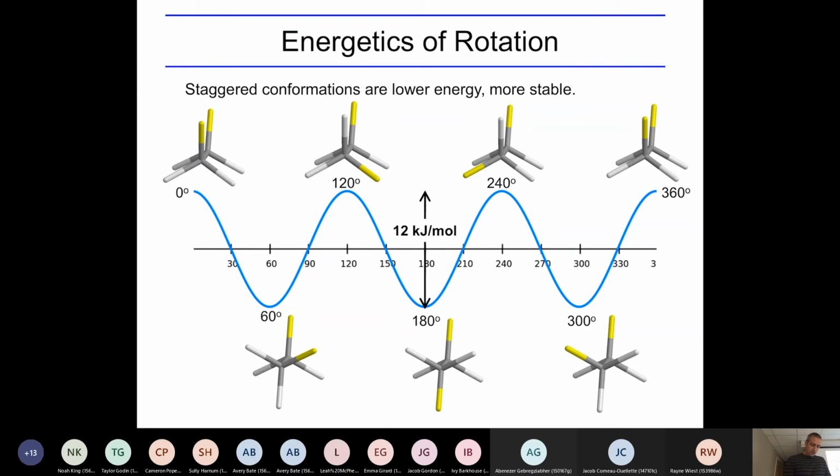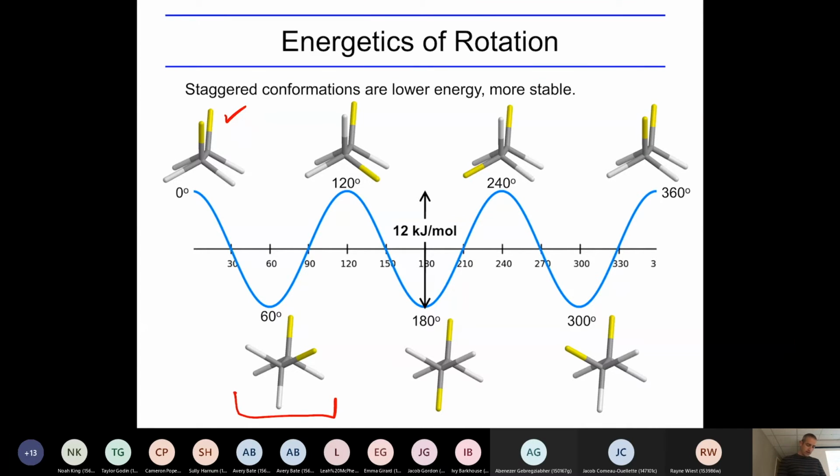So imagine this first structure right here, the one on the top left. It's just ethane, but I've colored 2 of the hydrogens yellow. In that conformation, we would say the angle between those 2 hydrogens is 0 degrees. They're exactly eclipsed, they're exactly overlapping. And then as you rotate it around, when you get to 60 degrees, you get this conformation down below. Again, for reference, just look at the yellow ones. They're the same as the other hydrogens, I just colored them so you'd identify them easily.